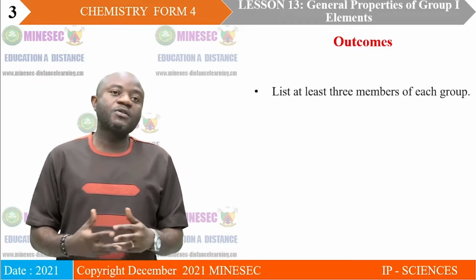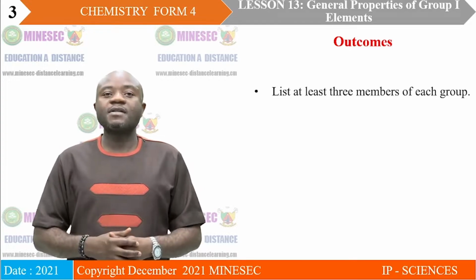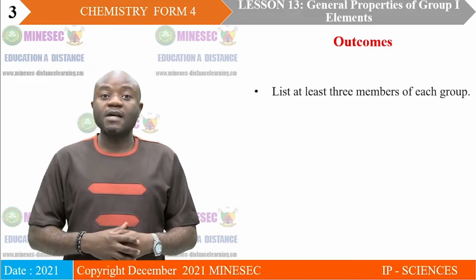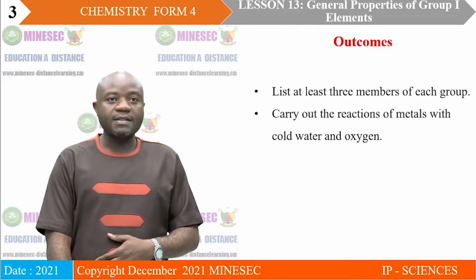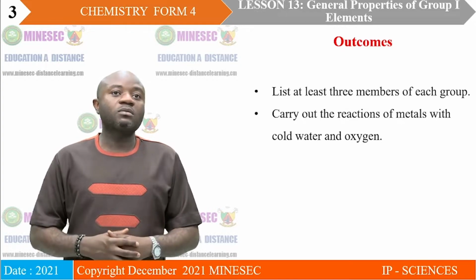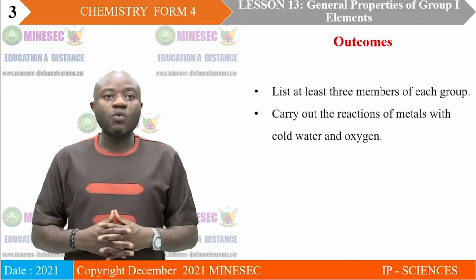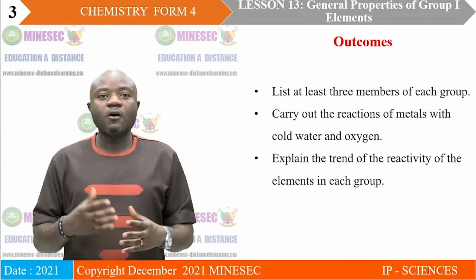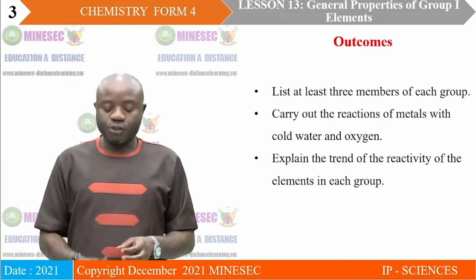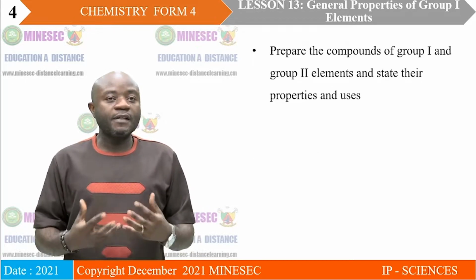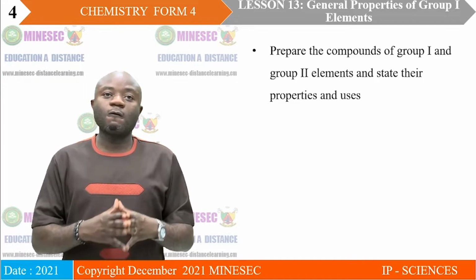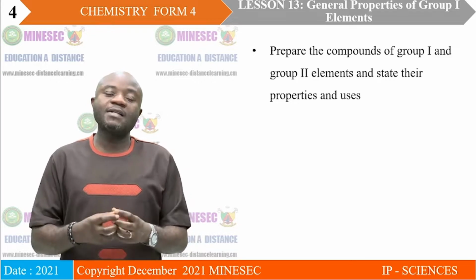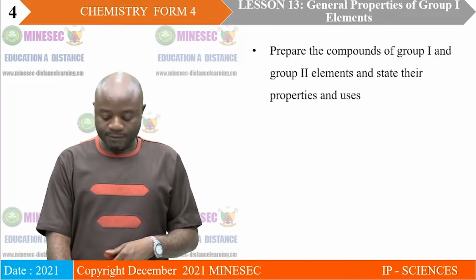The learners should be able to list at least three members of each group, that is, three members of the alkali metals and three members of the alkali earth metal families. Secondly, the learners should be able to carry out the reactions of metals with cold water and with oxygen. They should be able to explain the trend of the reactivity of the elements in each group. And they should also be able to prepare the compounds of the elements of group 1 and group 2, and also state their properties and some of their very important uses.